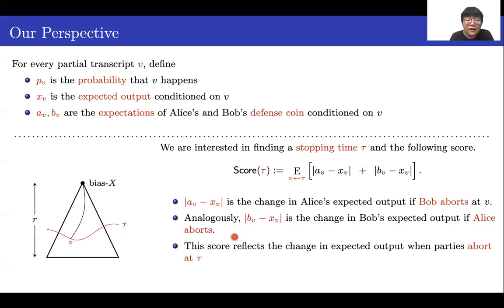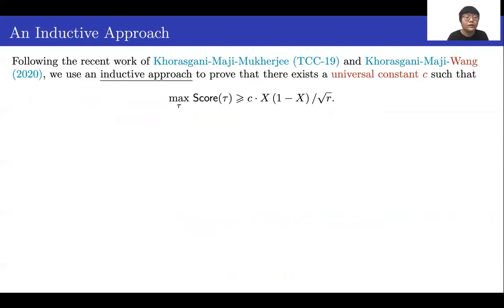Analogously, if Alice aborts at node V, it results in a change in Bob's expected output, the difference between Bob's defense and the expected output. So overall, when this node V is drawn according to the stopping time, this score reflects the change in the expected output when parties abort at this stopping time. Now we shall prove that the maximum score yielded by the best stopping time is large. Following the recent work, we shall use an inductive approach to prove that this maximum score is higher than C times X times 1 minus X over square root of R, where C is a universal constant.